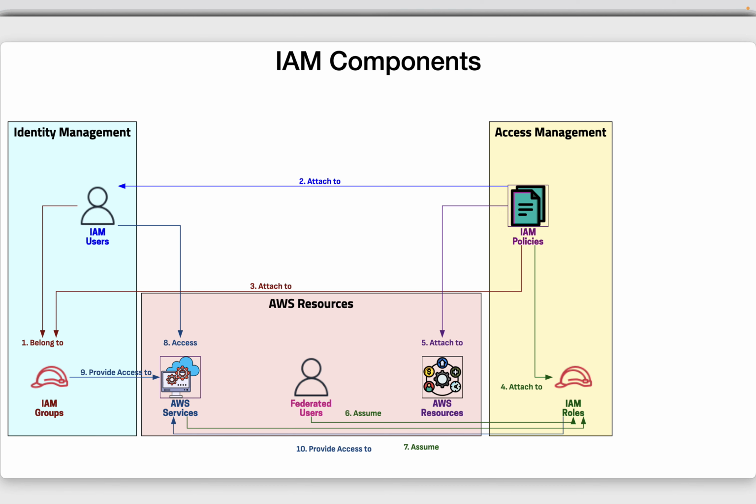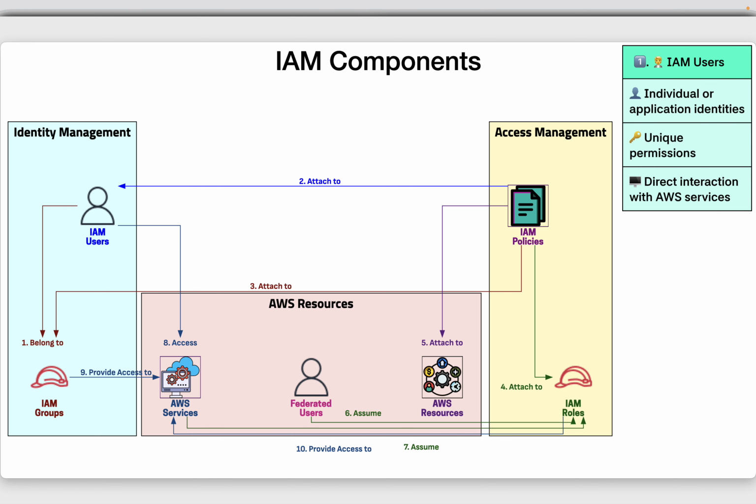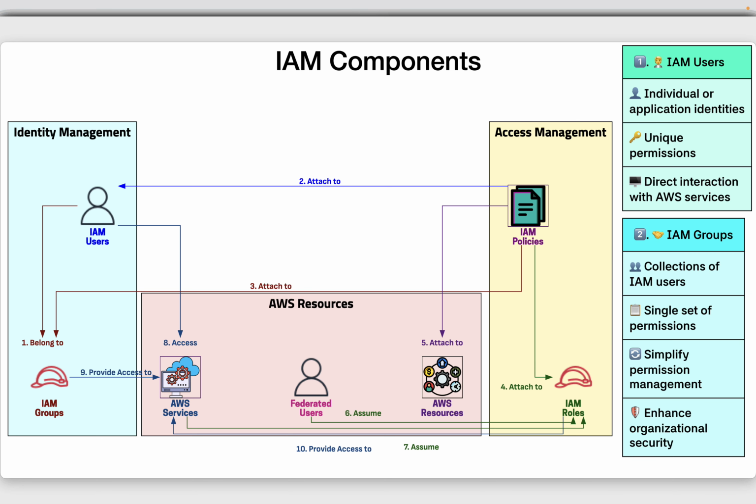So, IAM components. First, IAM users. These are individual or application identities within AWS, each with unique permissions. Users can directly interact with AWS services and resources based on their assigned permissions. IAM groups. These are collections of IAM users under a single set of permissions. Groups help simplify permission management by allowing a single policy to apply to multiple users, enhancing organizational security and efficiency.